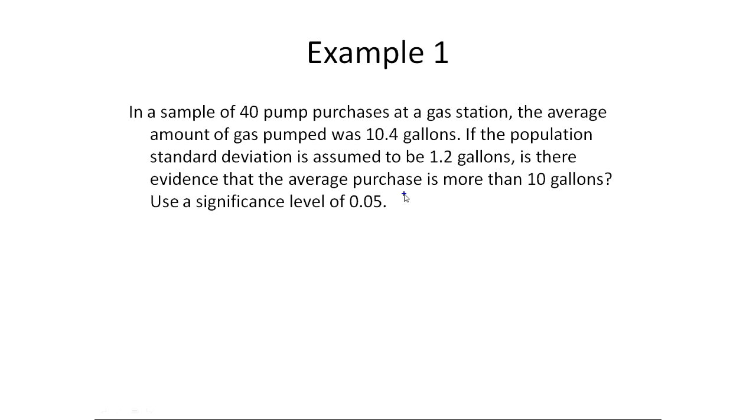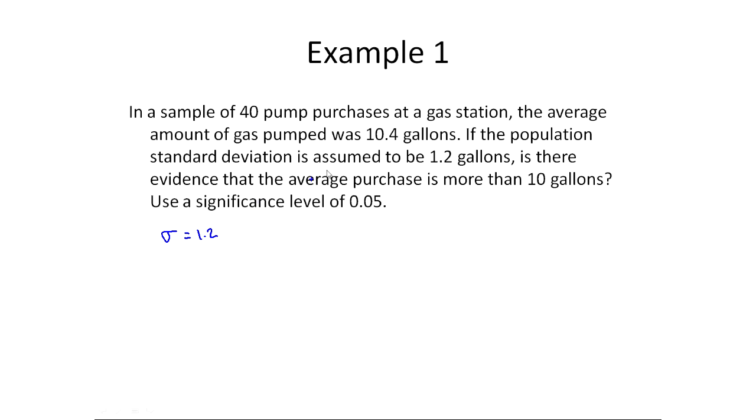It says we have a sample of 40 pump purchases at a gas station, and the average amount pumped was 10.4 gallons. We have the population standard deviation, so remember that usually means we're going to be using some kind of Z procedure. So we have a population standard deviation of 1.2. I'm writing that down so I remember that. And we want to know, is there evidence the average purchase is more than 10 gallons?